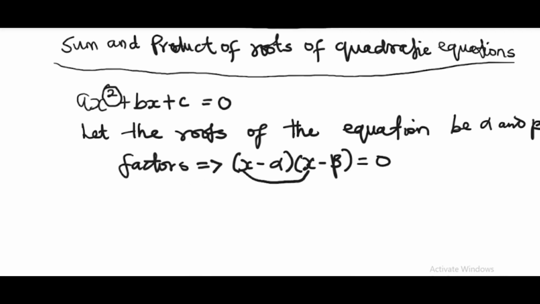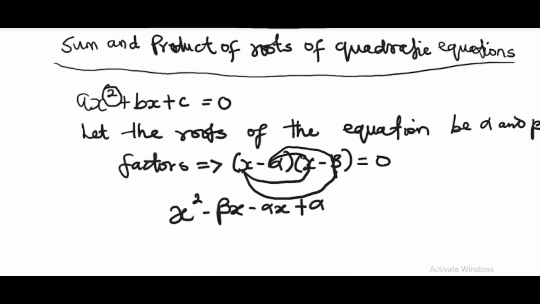So if we open the brackets, x times x will give me x squared. x times minus beta will give me minus beta x, minus alpha times x will give me minus alpha x, and then minus times minus will give me what? Plus. Alpha times beta will give me alpha beta. This is equal to 0. Now, if you look at this middle term, you will see that they have something in common, and that includes their sign. So I'll bring out the sign and bring out what they have in common.